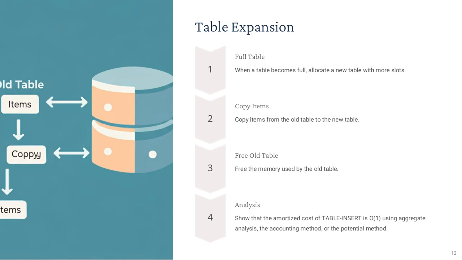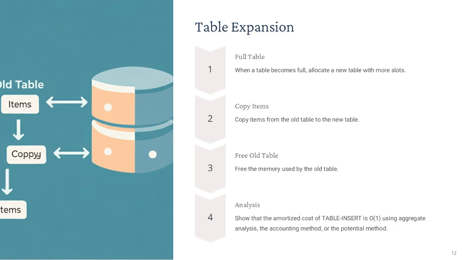The process of table expansion highlights the principles of amortized analysis. When the table becomes full, a new table is created with double the number of slots, and all items are copied into it. This operation is expensive, as the cost is proportional to the number of items in the table at the time of expansion. However, by spreading this cost over all previous insertions, the amortized cost of each table insert operation remains constant.